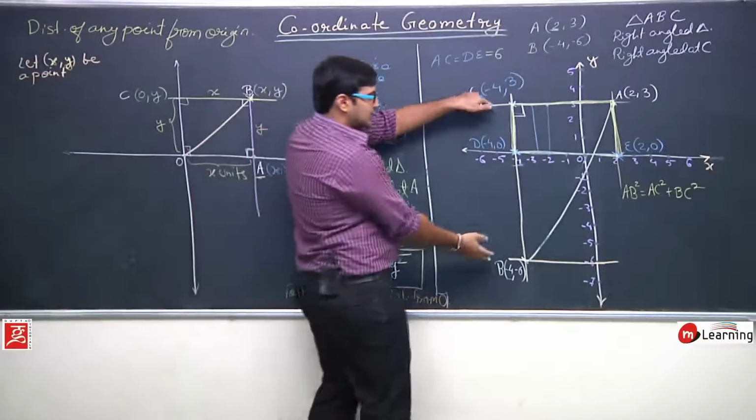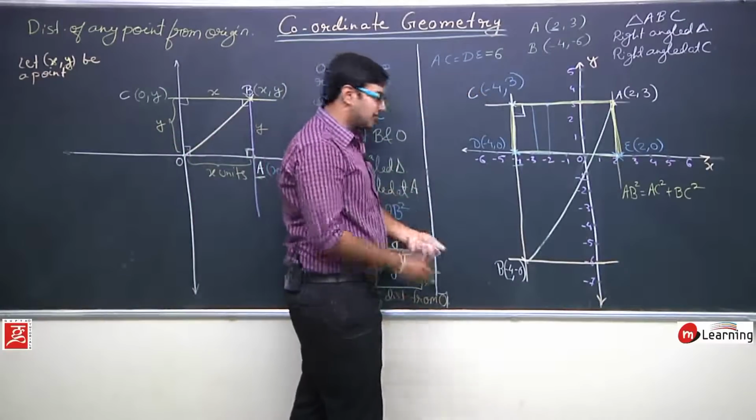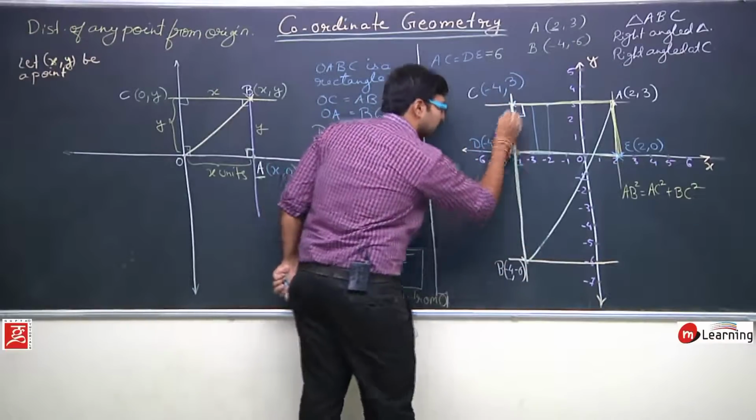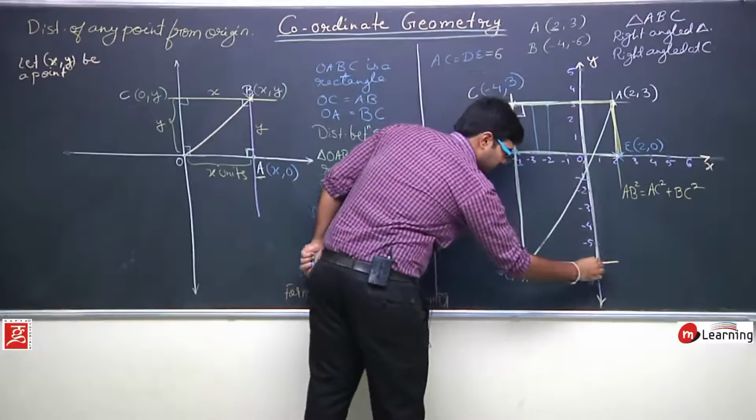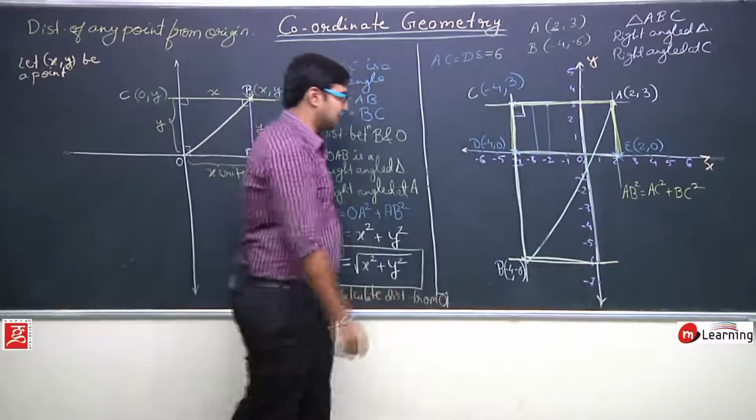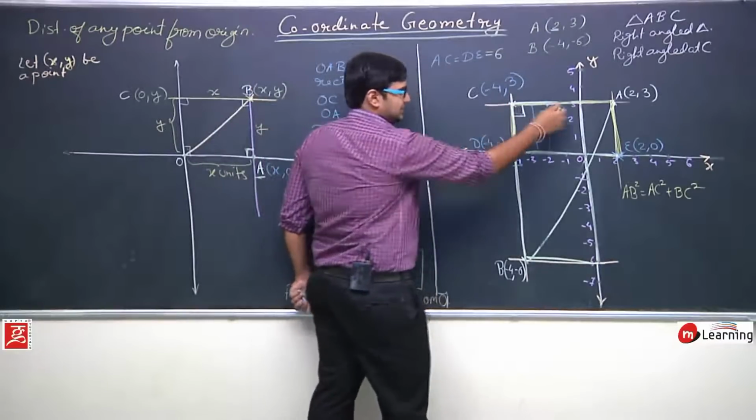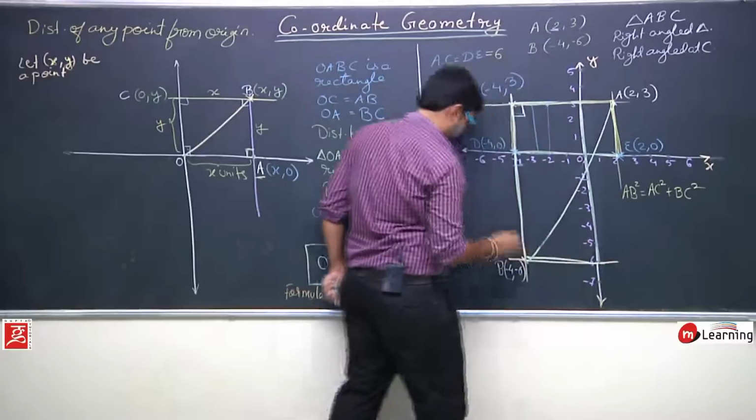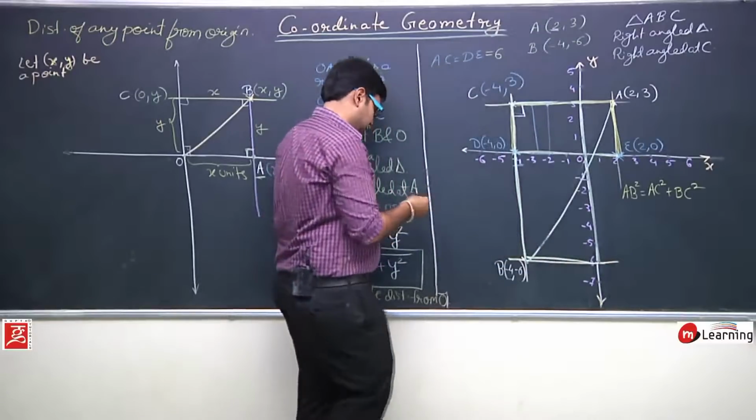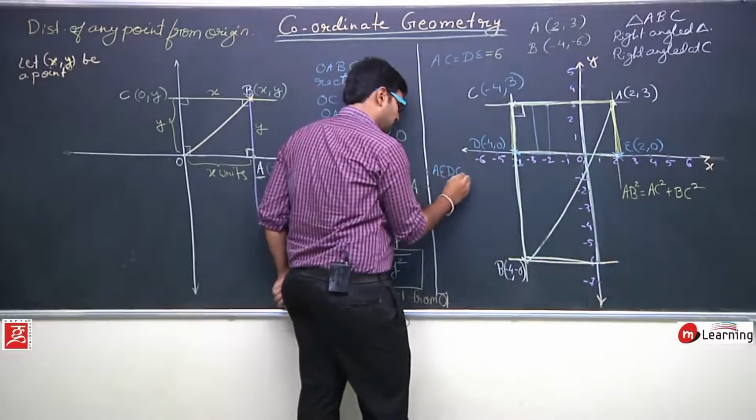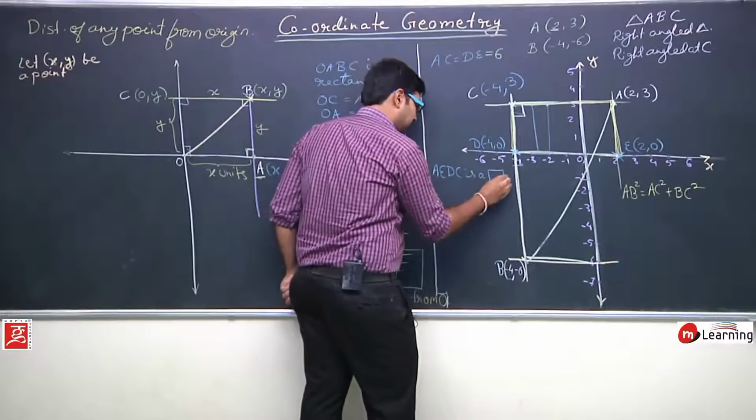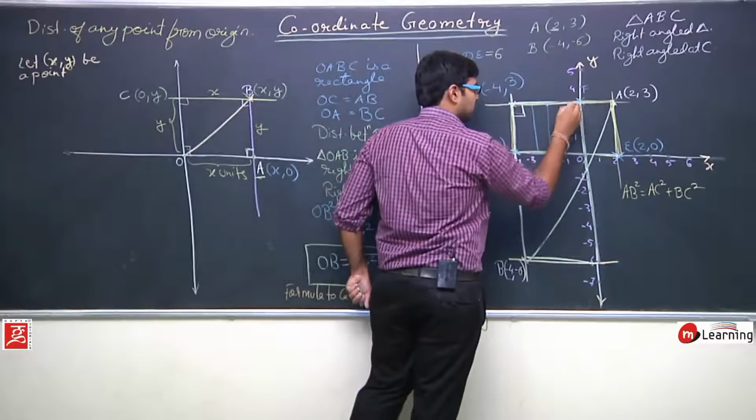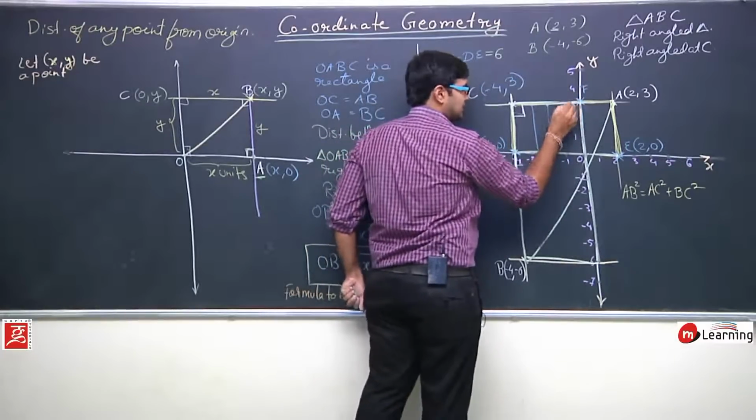Now what about BC? How to calculate the length of BC? You can see that for this distance AC, we have seen that AEDC is a rectangle. Let us write this. It is a rectangle, and let us mark this point as F. So what will be the coordinates of this point? This is basically 3.